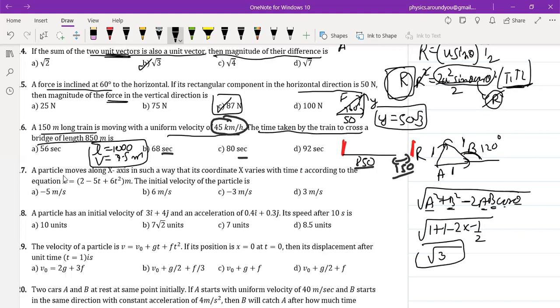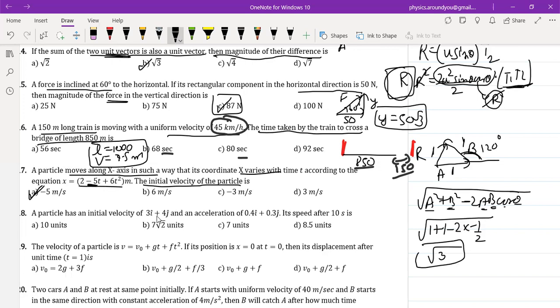Now the 17th one. A particle moves along x-axis in a way x varies with t as this much. What is the initial velocity of the particle? Well, I just compare this equation with s equal to ut plus half at square. The coefficient of t is -5. Hence, the initial velocity is -5.